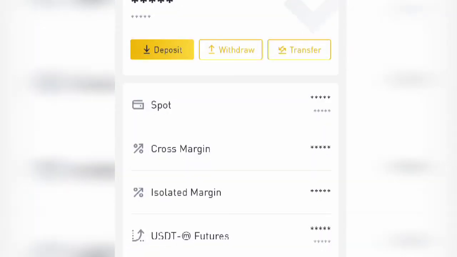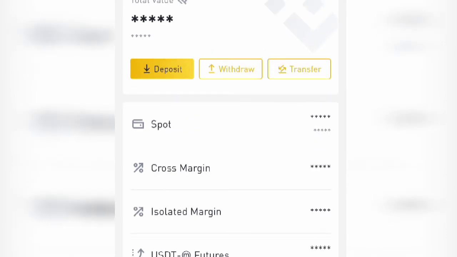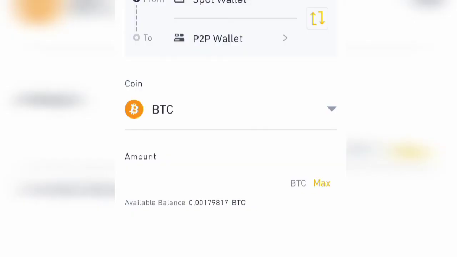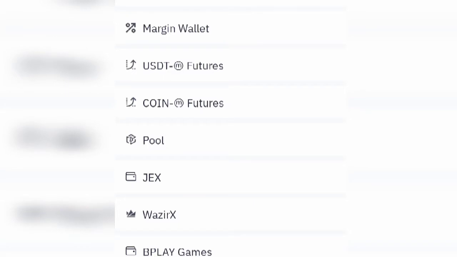So when you deposit, what you should do is you come here and you click transfer. Now, when you deposited the funds, it will appear in your spot wallet. So you move it from your spot wallet to your USDT futures or coin futures.